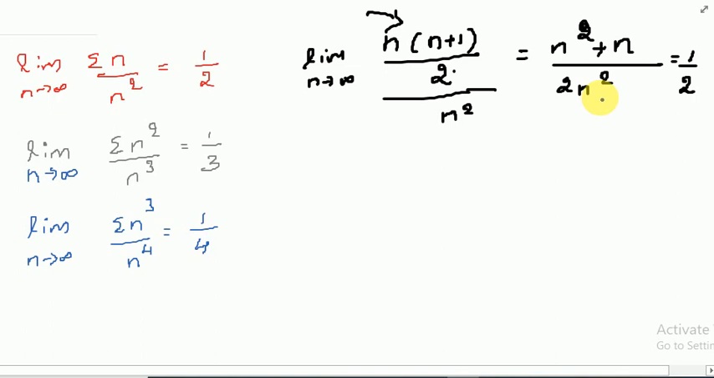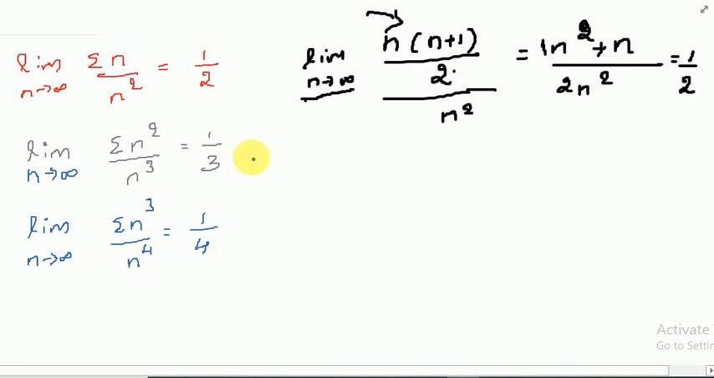Now this will be the case of degree of numerator equal to degree of the denominator. So if degree of numerator is equal to degree of denominator and the limit is tending to infinity, then the answer is the coefficient of the highest degree term in the numerator divided by the coefficient of the highest degree term in the denominator. Here coefficient of n square is 1, here coefficient of n square is 2, therefore the answer will be 1 by 2. In the same manner you can remember all these results.